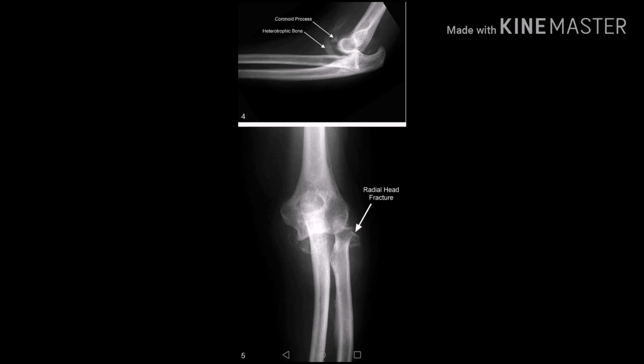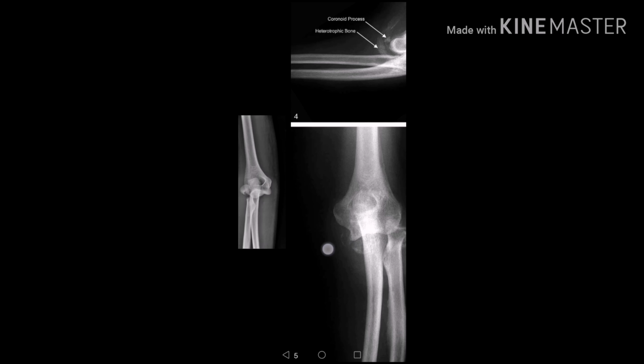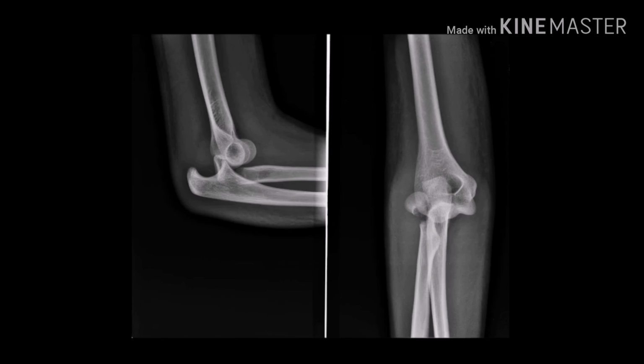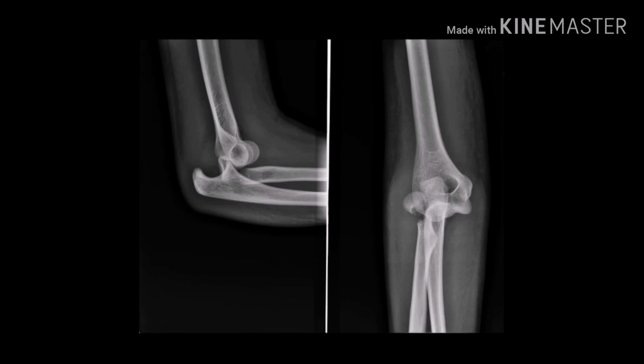Radiographic evaluation. Standard anteroposterior and lateral radiographs of the elbow should be obtained. Radiographs should be scrutinized for associated fracture about the elbow.